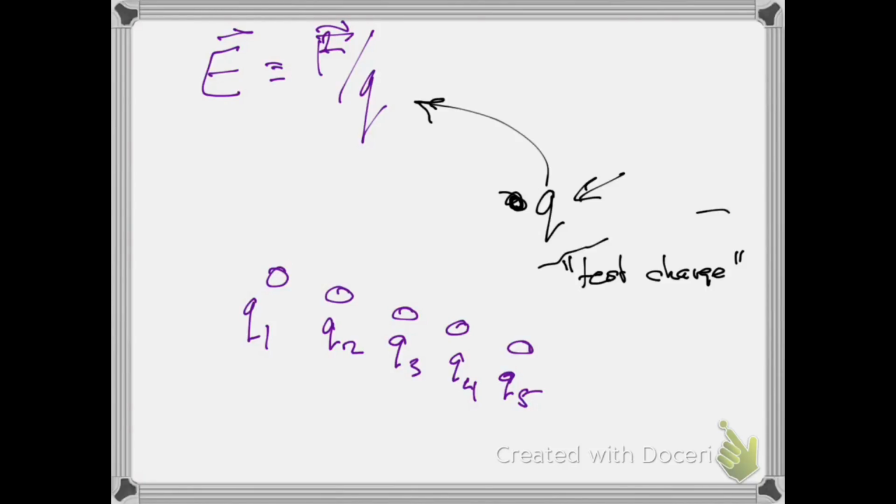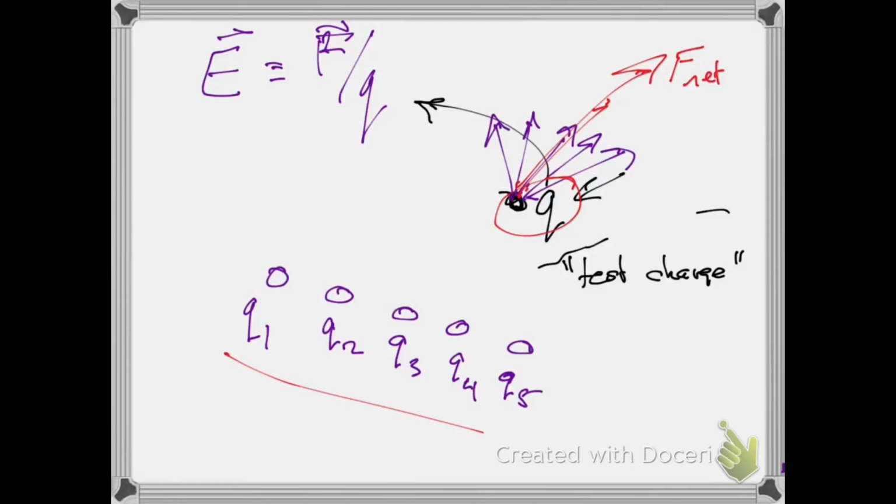So we'll note that each of these purple charges, Q1 exerts a force in that direction, Q2 exerts a force like that, Q3 exerts a force like that, Q4 exerts a force like that, Q5 exerts a force like that. Then we have to add up all those individual forces. Let's make that a red net force. The net force might be something like that. And then once we find that net force, we divide out the test charge to find the electric field due to the 5 charges.